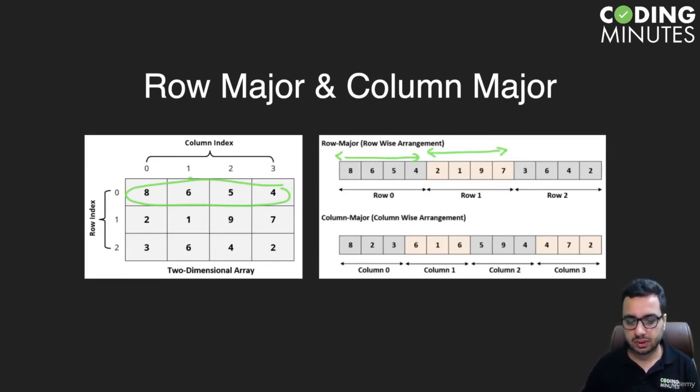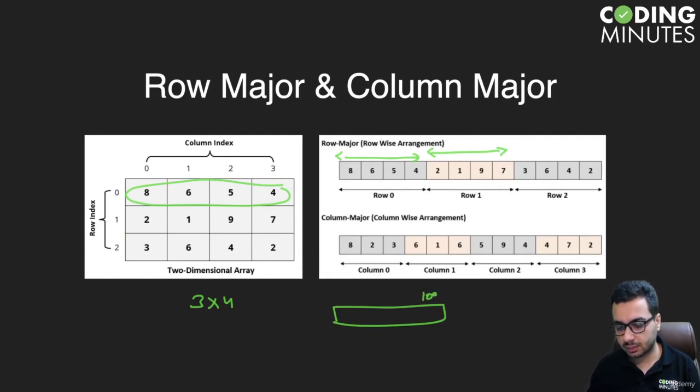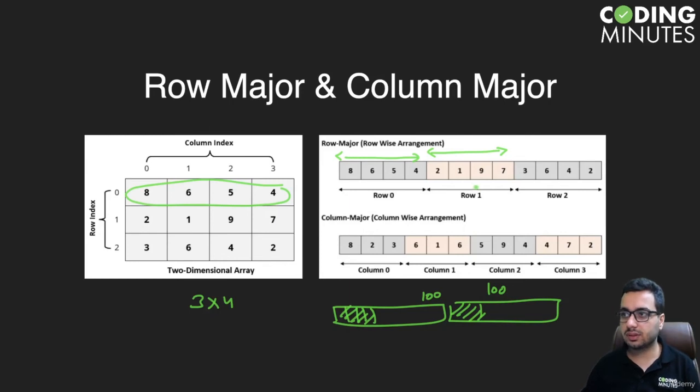This assumes we actually have a 3x4 array, but if in our case we have an array of, let's say, 100x100, but we are using just 4 columns, then the 100 columns are lying here and we are just using this part of the memory. Then the next 100 columns are lying here and we are just using this part of the memory, and so on. Okay, so this is what the row major form is.